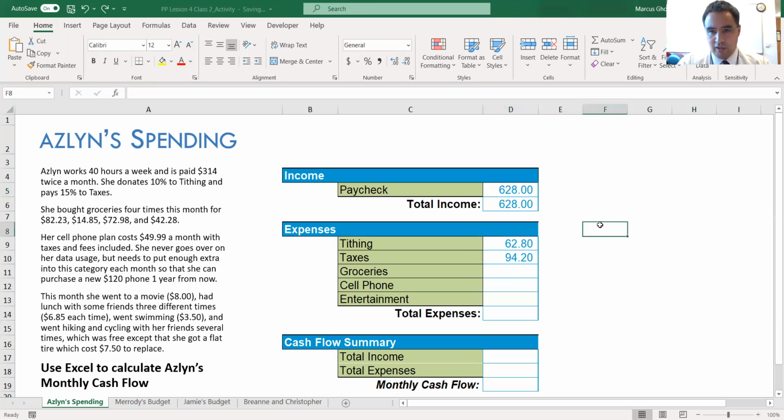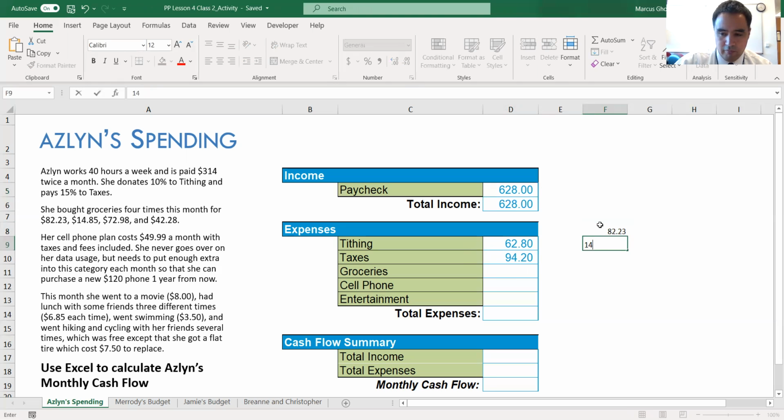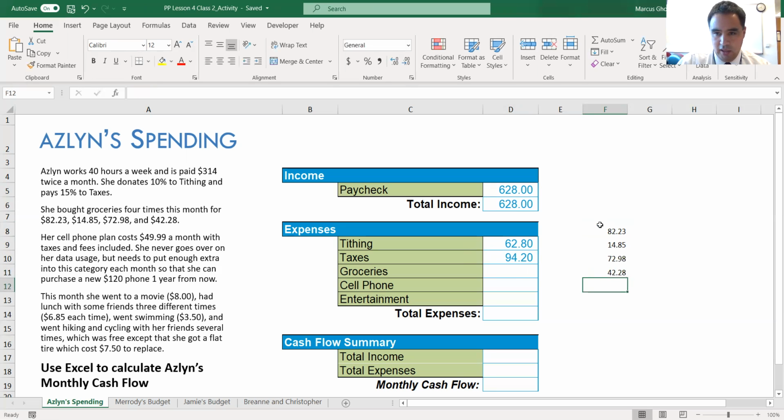See, Aslan spent on groceries 4 times this month. Let's add those up over here to the right: 82.23, 14.85, 72.98, and 42.28. And if you want to sum all of those in Excel, there's a formula called equals sum.